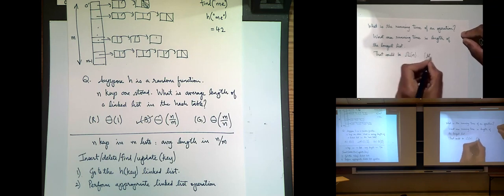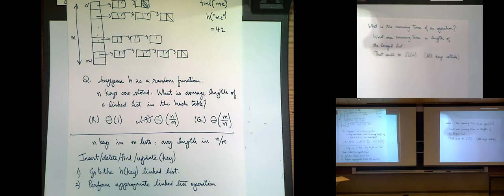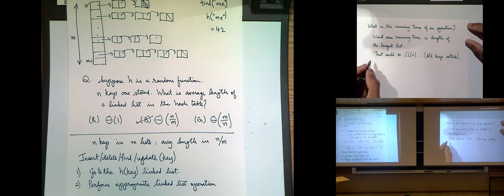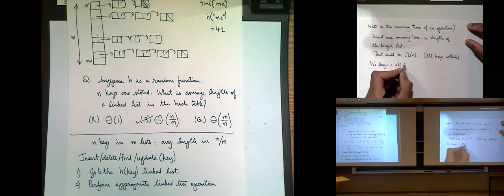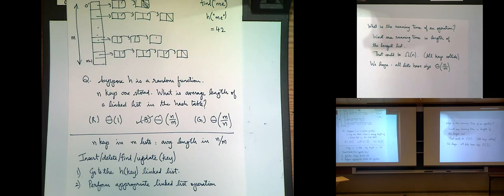All keys collide. No, so it could be the case that m is large, but your hash function decided to map everything to one list. So even when m is large, this could happen. But we hope that all lists have a size of about that, right? That's what we hope.